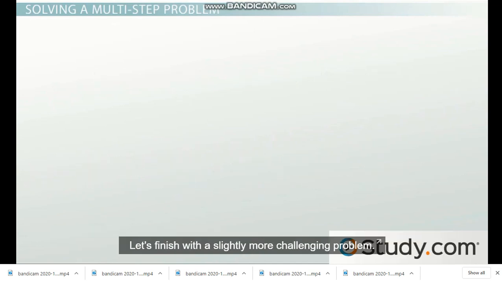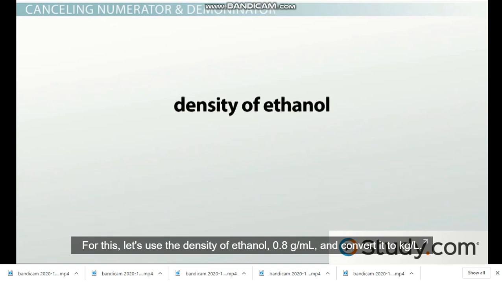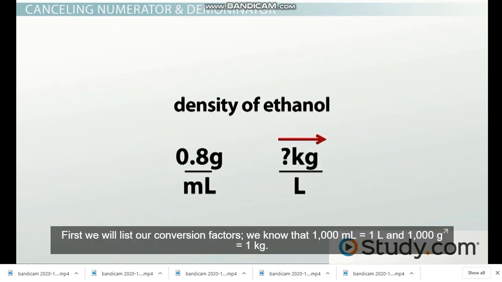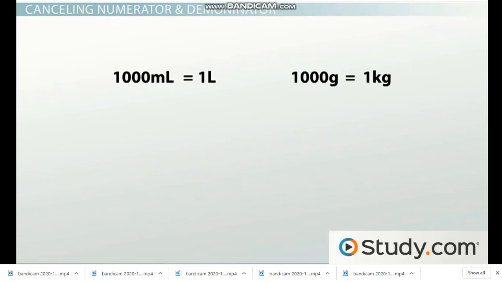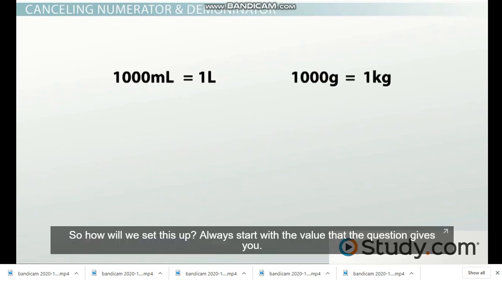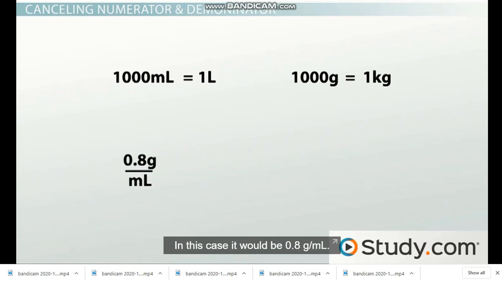Let's finish with a slightly more challenging problem. For this, let's use the density of ethanol, 0.8 grams per milliliter, and convert it into kilograms per liter. First, we will list our conversion factors. We know that 1,000 milliliters equals 1 liter, and 1,000 grams equals 1 kilogram. So how will we set this up? Always start with the value that the question gives you. In this case, it would be 0.8 grams per milliliter.